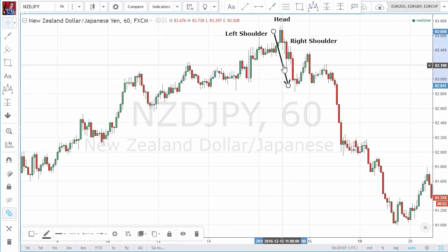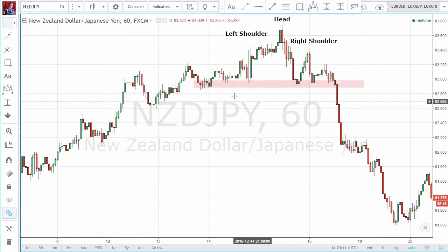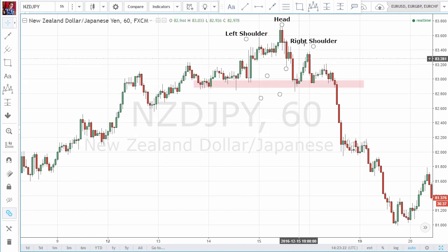Let me get rid of that, and then we can also see that here is a very important zone. You can see lots of previous swing lows in that area. We were never really able to break lower. Here we moved into that. We still found support. We were not able to break lower. We moved higher. We made the right shoulder at that point.